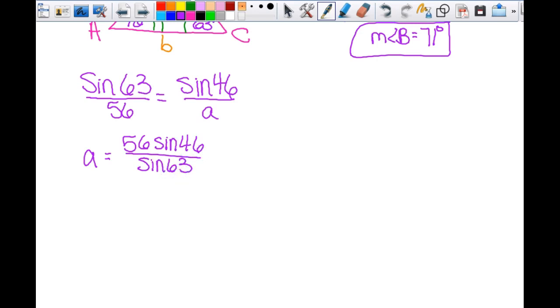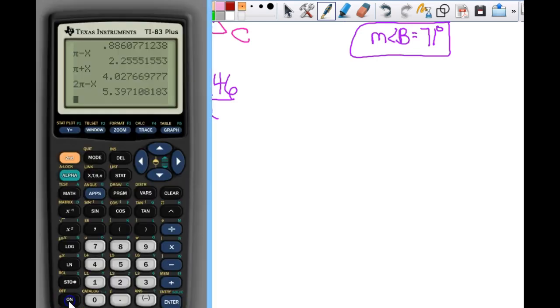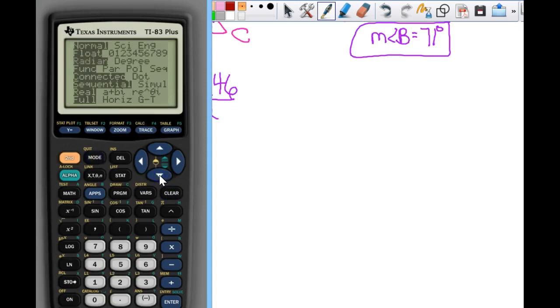Then you get to go type it in, okay? You should always get to the final answer in exact form and then type it in the calculator. And when you do that, what do you have to make sure is going on with your calculator? Degree mode. Check the mode, because we wanted it in radian the other day, right? We want it in degree today.